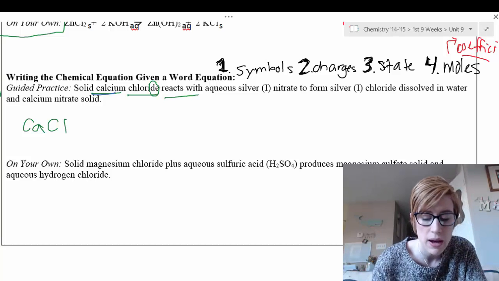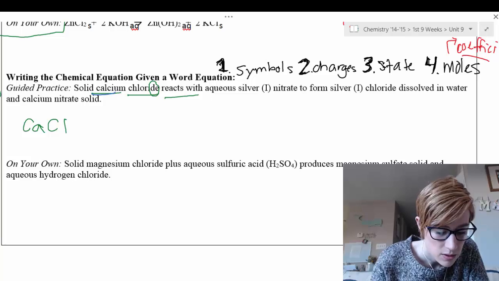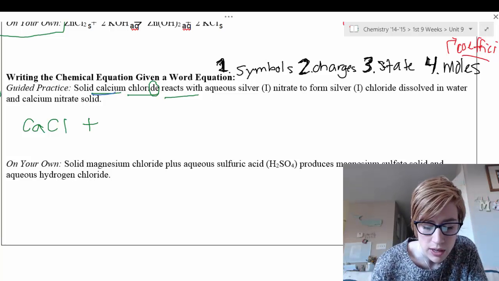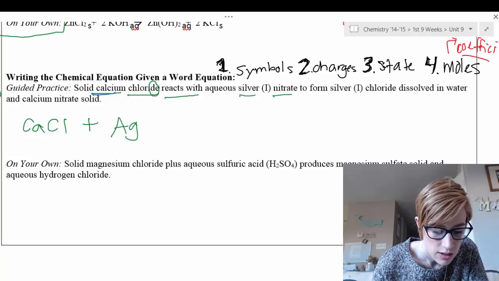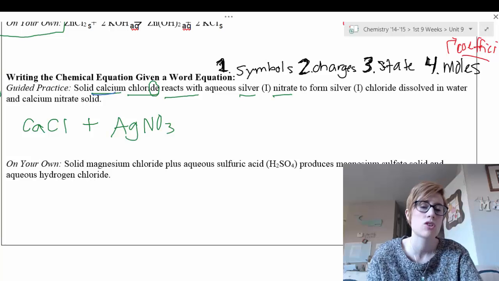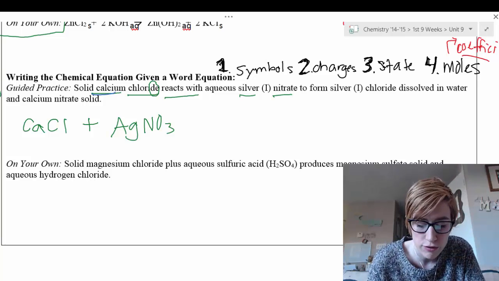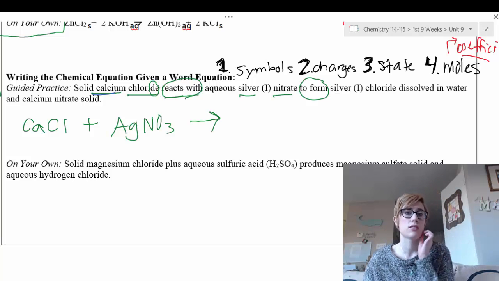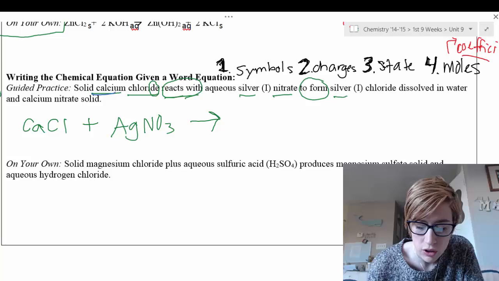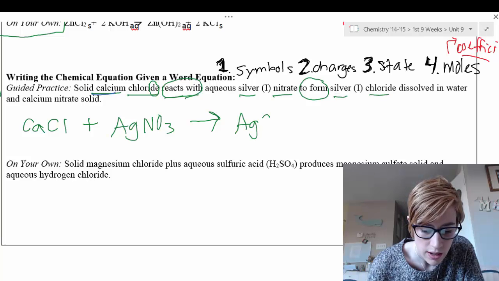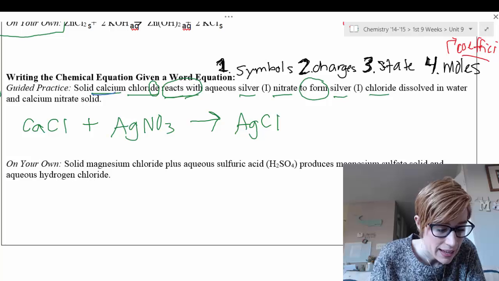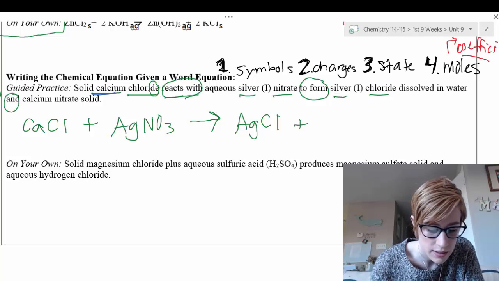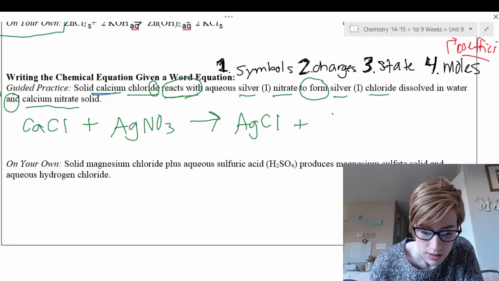"Reacts with" is my plus sign. So I write plus. Now I read aqueous silver nitrate. So silver and nitrate. Silver is Ag. Nitrate is NO3. Again, I'm not evening out charges, I'm just writing out the symbols. Now "to form" means our yield sign. And then we have silver chloride, so I write AgCl. And here's my "and." My "and" is the plus sign. Calcium nitrate, CaNO3.